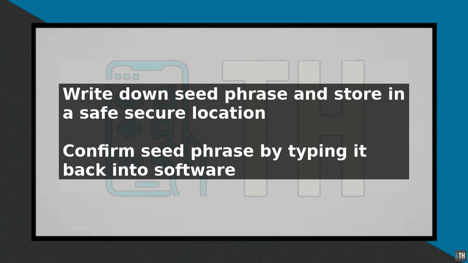This is an important step to ensure that you have written down the seed phrase correctly. Once you have confirmed the seed phrase, your wallet will be created and you will be able to see your wallet address and balance. You can use this address to receive funds from other Xaman users.